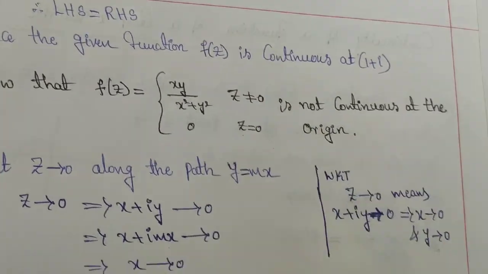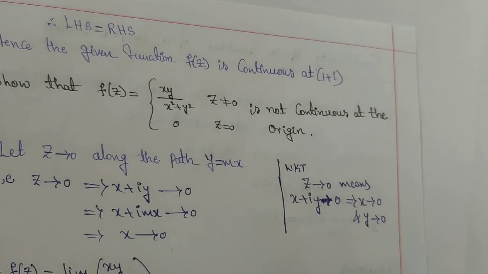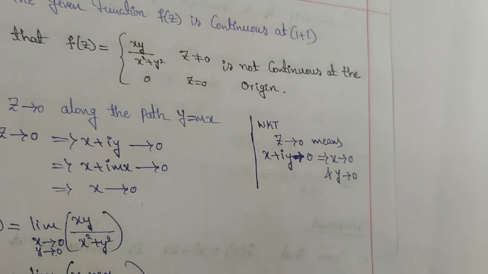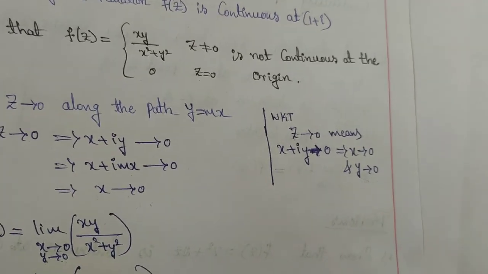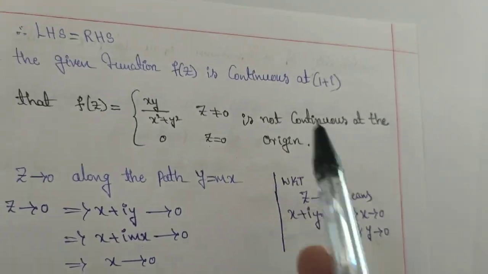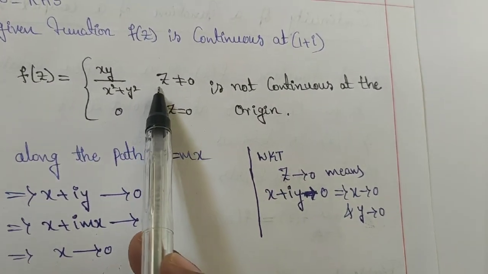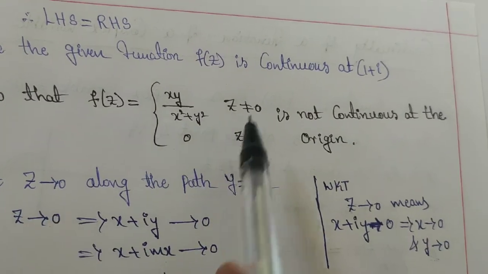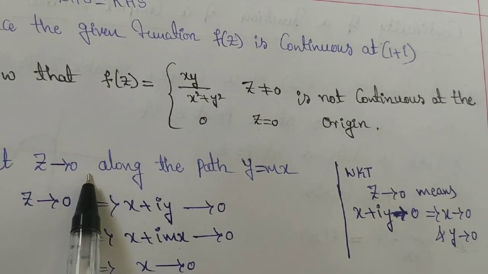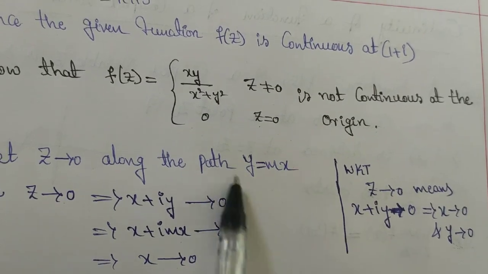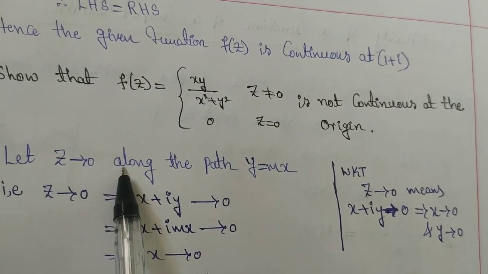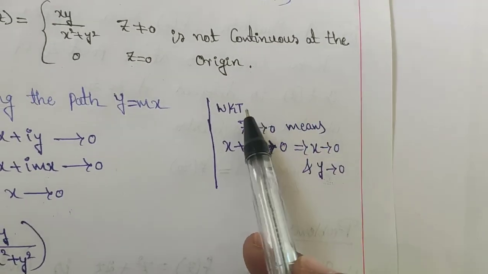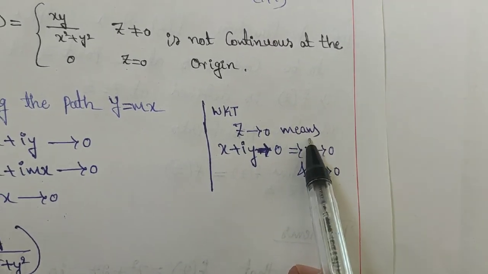Like in such problems, we have to choose a straight line equation. What is the straight line equation? y equals mx plus c. Here we have to choose c as constant or 0. Then the straight line becomes y equals mx. So when z is tending to 0, we have to consider a straight line, that means z tending to 0 along the path y equals mx.